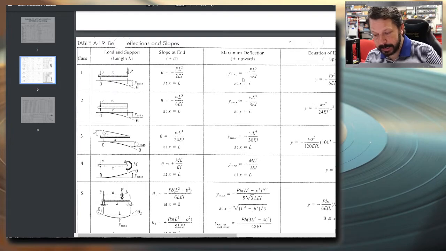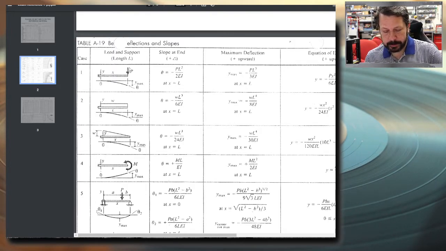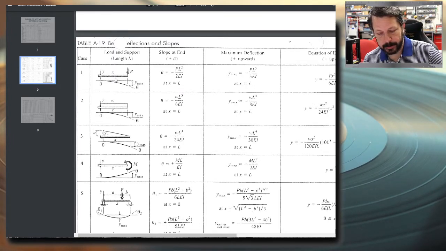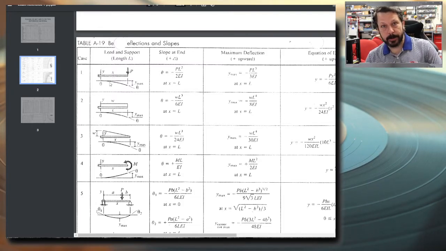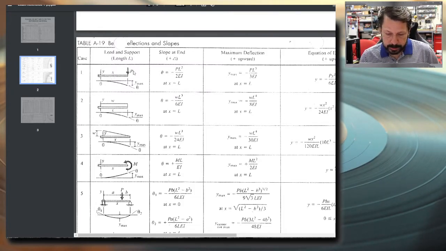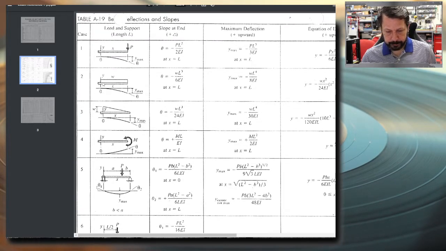It tells you the location of the thing. Let's look at the cases really quickly so we can get an idea of what's already been done. So here we have a cantilever with a point load on the very end. Case 2 is a cantilever, and this is representing a distributed load all the way across the beam.